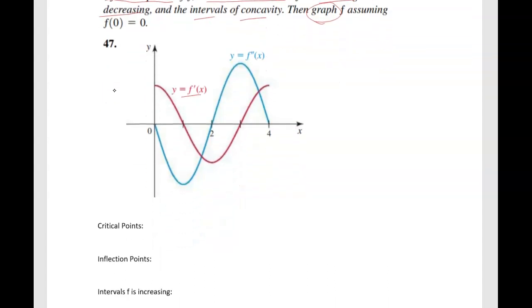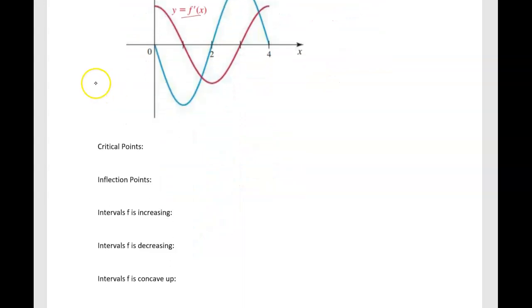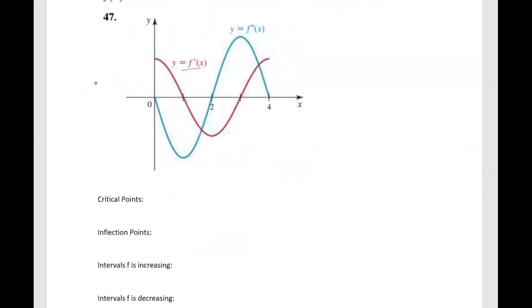So the first thing is critical points. As I scroll down here, I've made a list. I need to know where the critical points are. Well, critical points occur where the first derivative equals 0. That would be the first piece of justification you would write for work. And then you're going to go look at the graph and say, okay, I have a critical point here, critical point here. So first derivative equals 0 where the graph of the first derivative crosses the x-axis. It looks like I have a critical point at x equals 1 and at x equals 3.